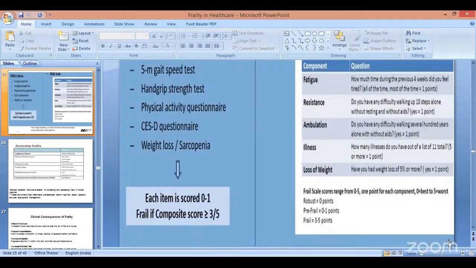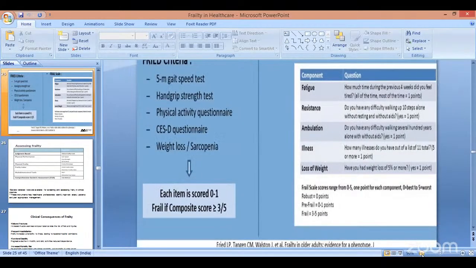So the FRAIL score ranges from 0 to 5, 1 point for each component, 0 best and 5 the worst. Robust is 0 points, pre-frail is 1 to 2 points, and frail is 3 to 5 points.